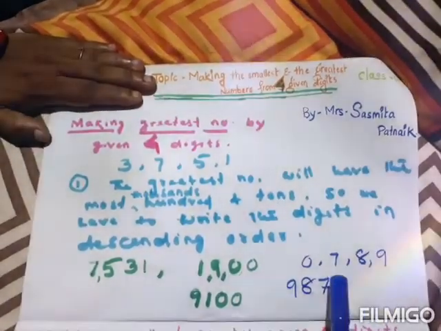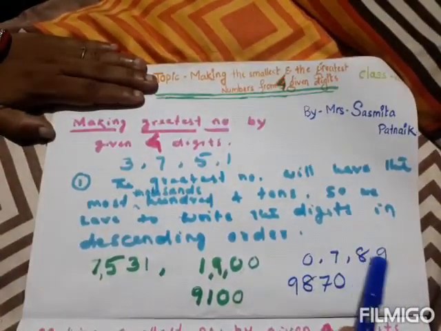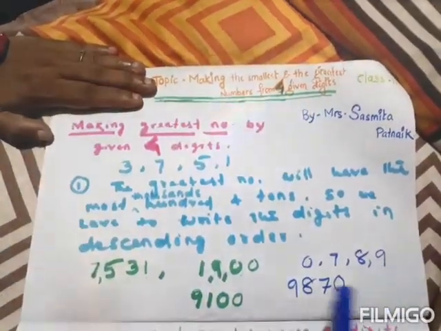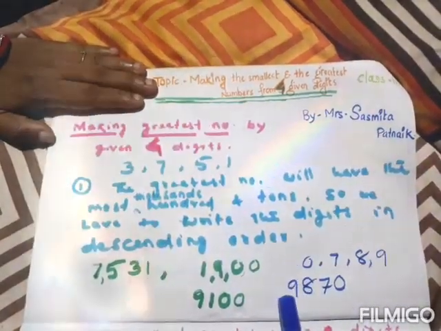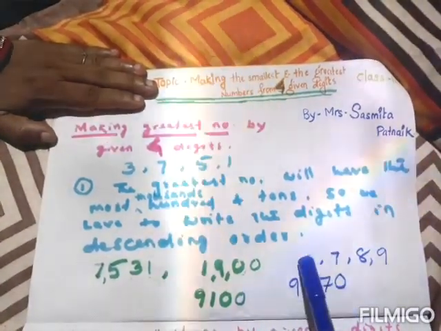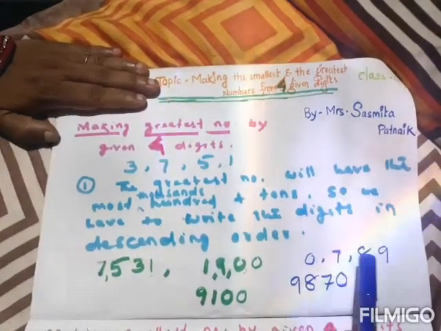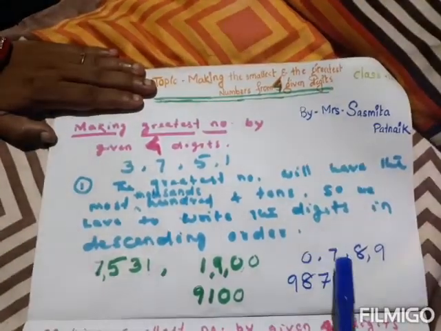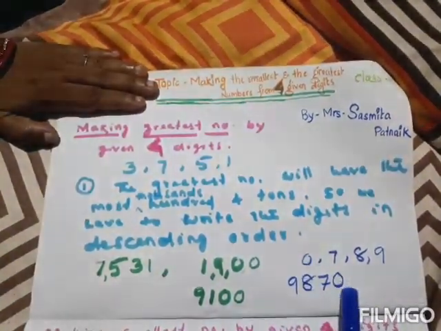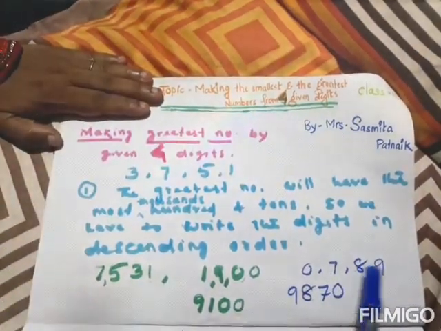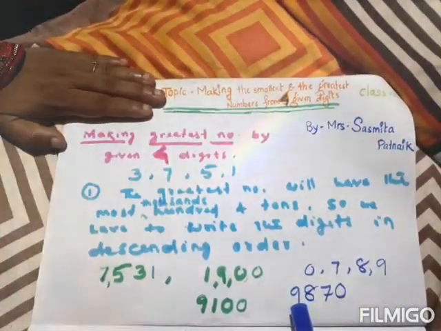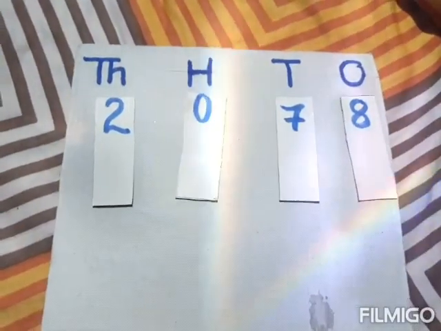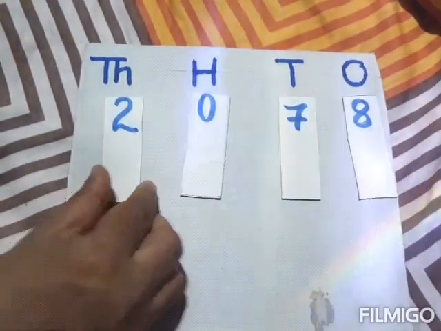Here I am giving one more example, 0, 7, 8 and 9. Among these 0, 7, 8, 9, which one is the bigger one, children? 9 is the bigger one. So I write 9 here. Then which 3 numbers are left? 0, 7 and 8. Between 0, 7 and 8, which one is the bigger one? 8 is the bigger one. So I write 8 here. Between 0 and 7, 7 is the bigger one. Finally 0. So by using 0, 7, 8, 9, the greatest 4-digit number is 9870.